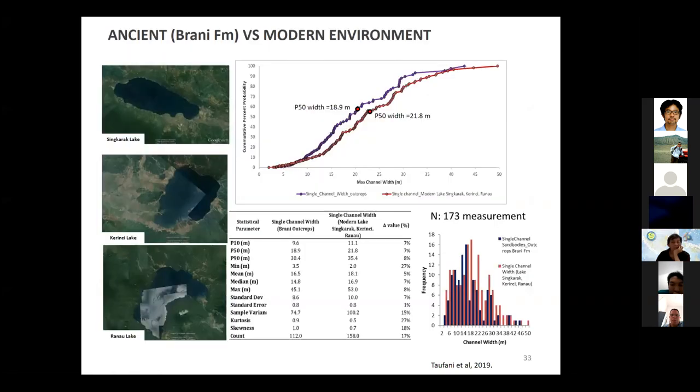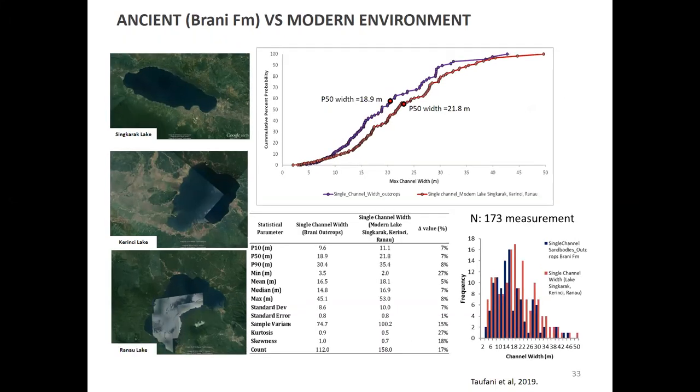In order to get better validation and a better database, we also validate with modern environments in West Sumatra, at three lakes in Sumatra: Singkarak Lake, Kerinci, and Ranau Lake.